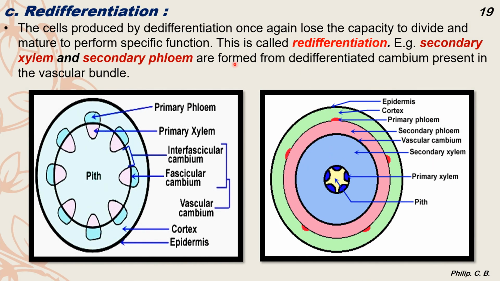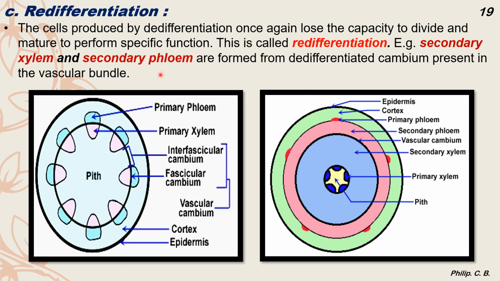Moving further, the third type, redifferentiation. From differentiation to de-differentiation to redifferentiation. The cells produced by de-differentiation once again lose the capacity to divide and mature to perform special function. This is called redifferentiation. Example, secondary xylem and secondary phloem are formed from de-differentiated cambium present in the vascular bundle.